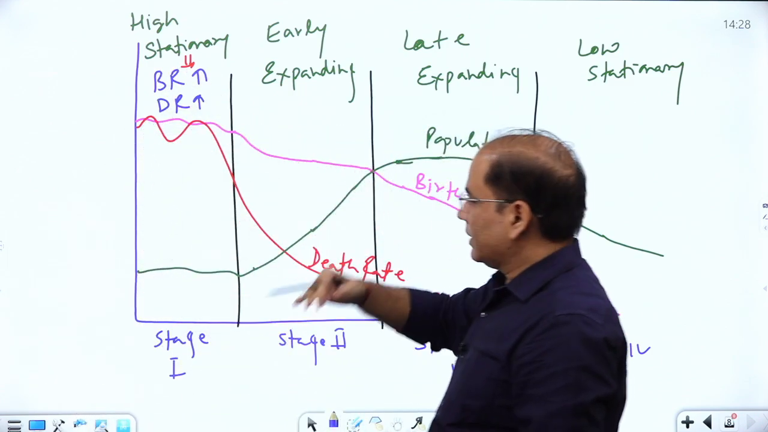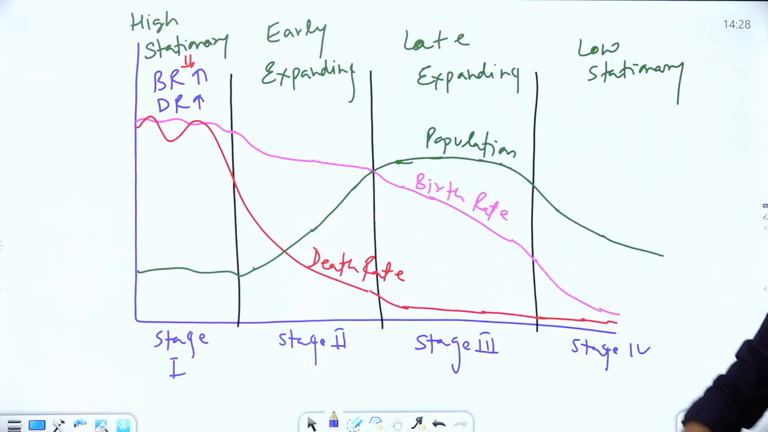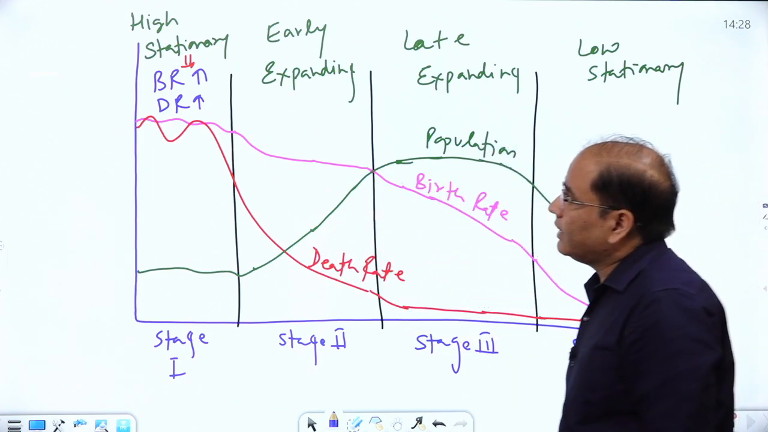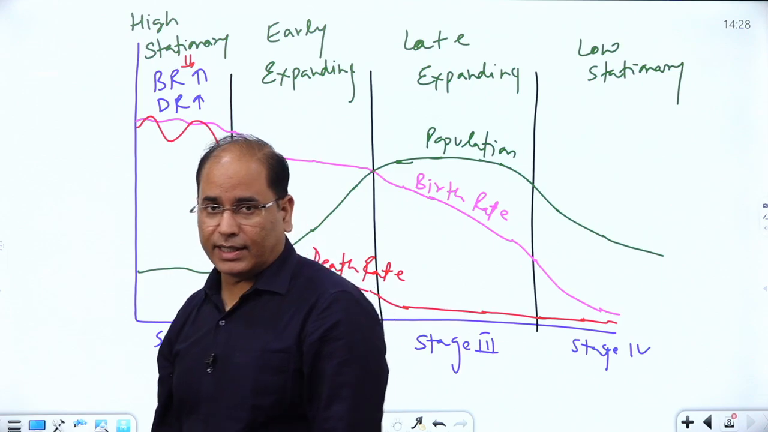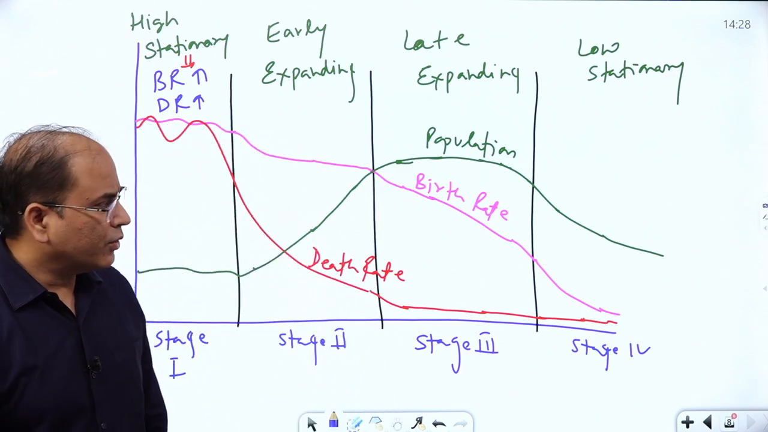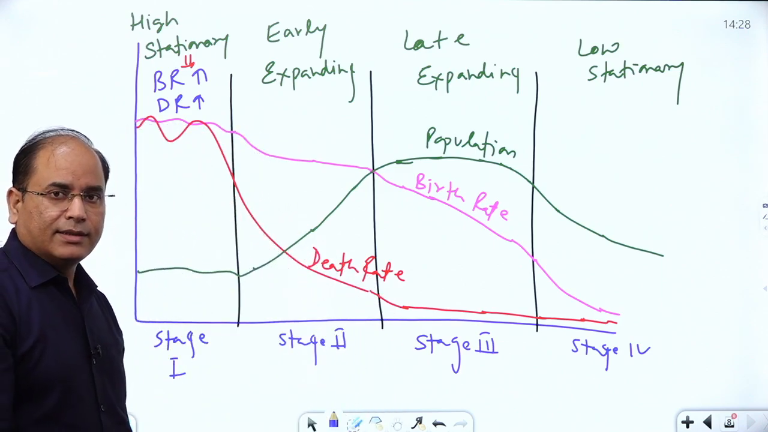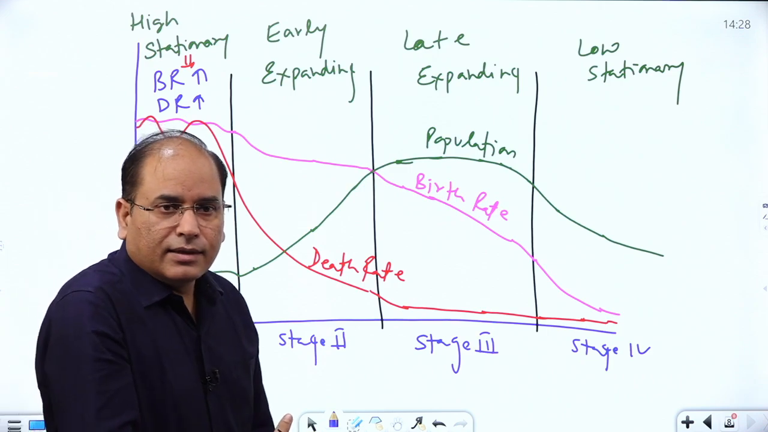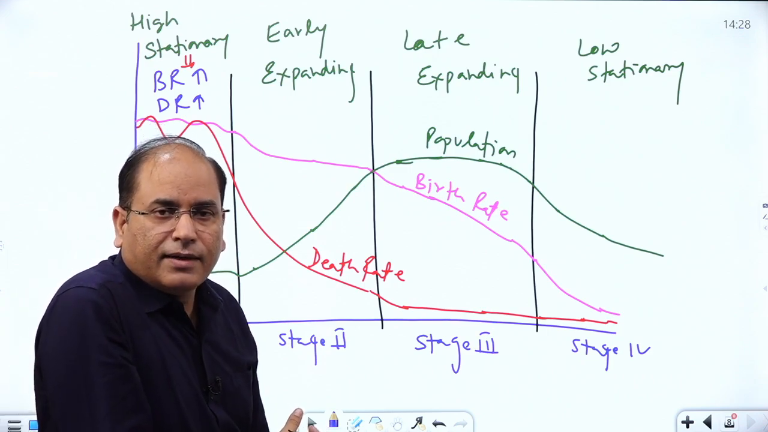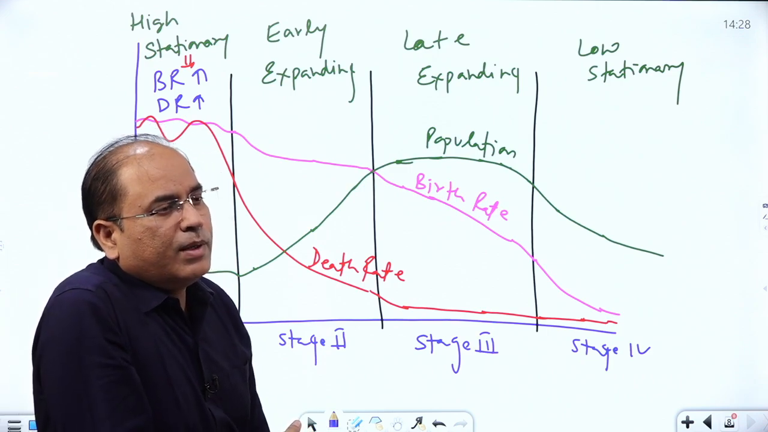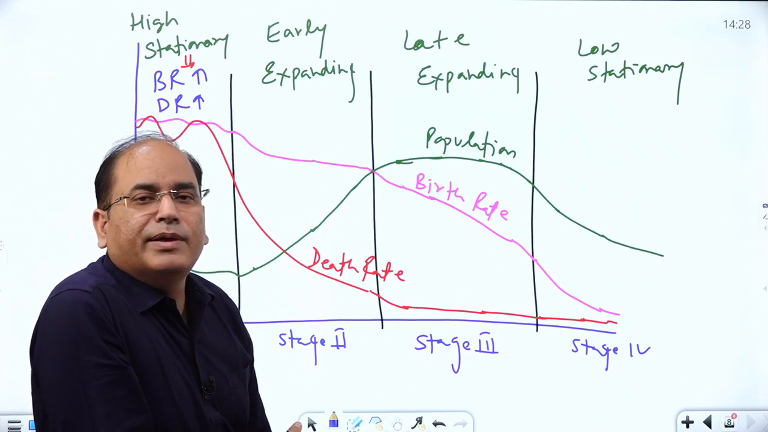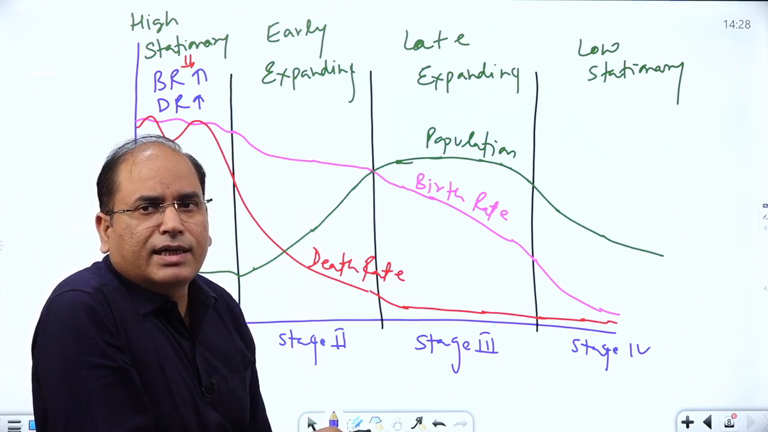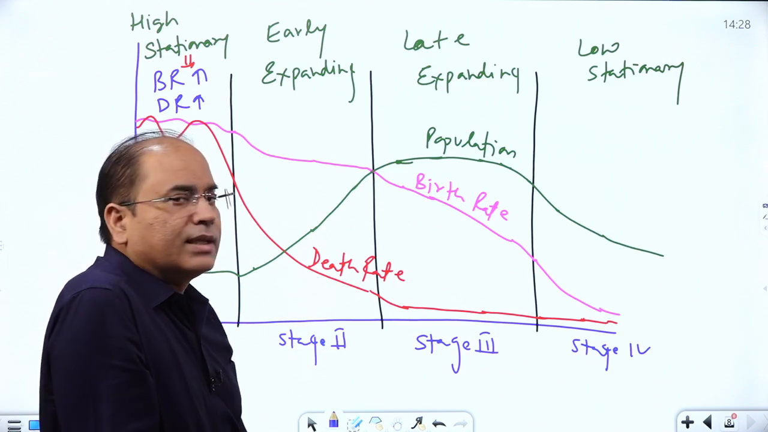So this first stage, that is the high stationary stage, birth rate is very high, death rate is very high. This is the rural agrarian society. The technological know-how is not there, medical facilities are not there. People are very much believing in customs, social norms are very rigid. So it is a kind of rigid society where the birth rate is high, death rate is high.